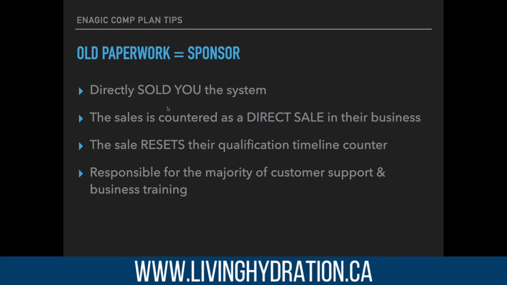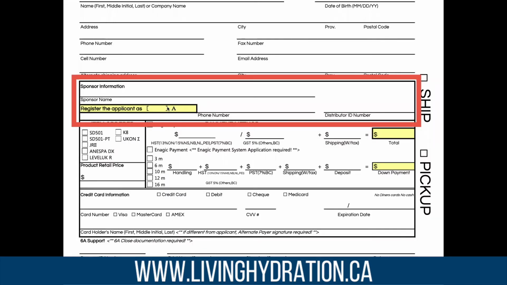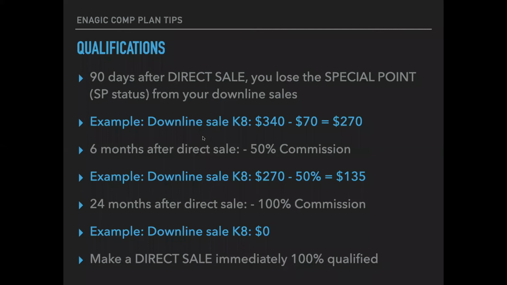This resets their qualification timeline counter, which we're going to review in a moment, and the sponsor is responsible for the majority of the customer support and business training to the new customer or business distributor. Here's what the old paperwork looks like. We've probably all seen this. It's a little bit different depending on which countries and which area of the world you're selling systems. But in general, it's the sponsor information, which will be the name, and then you register the account as that yellow box is called the placement box, the phone number and distributor ID. Pretty straightforward.